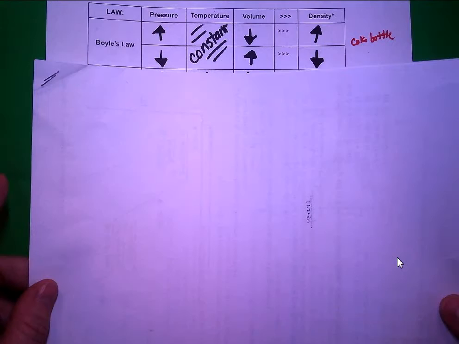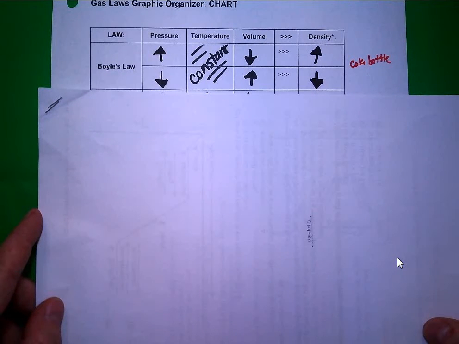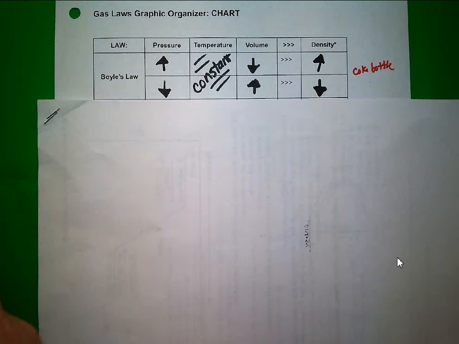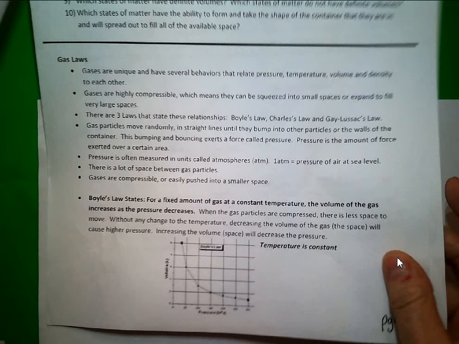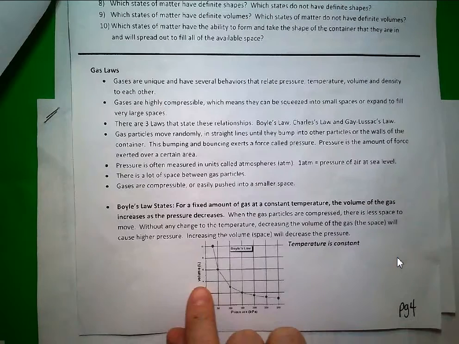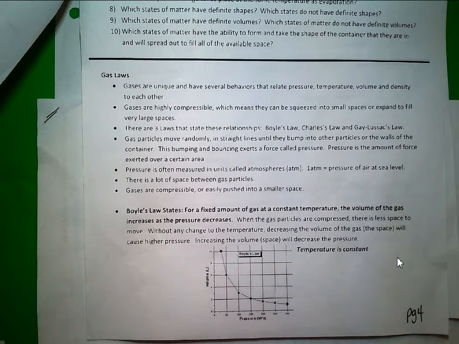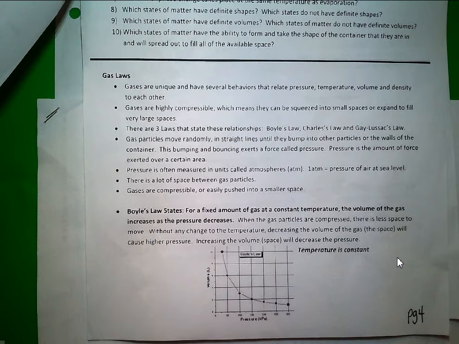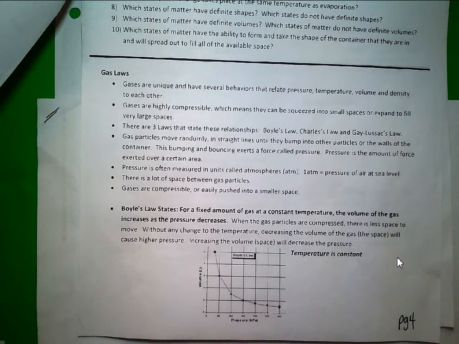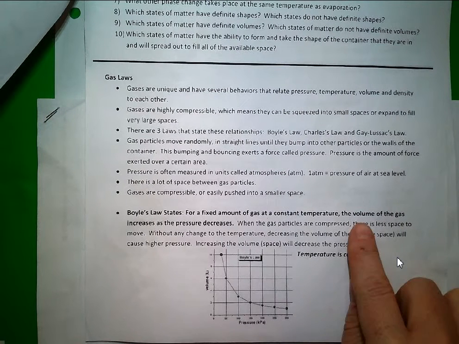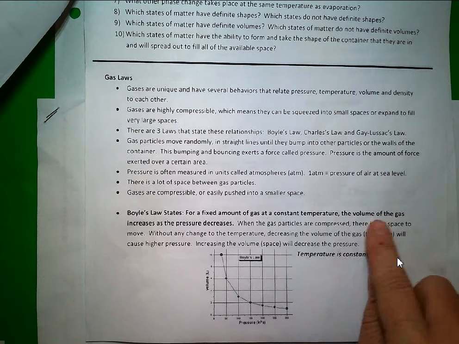But we read the laws, and the laws start on page 4 with Boyle's law. You look on page 4 and read this little paragraph here. Boyle's law states that for a fixed amount of gas, so you have a certain amount of gas, right? Let's say we have 10 particles of gas, at a constant temperature, let's call it 50 degrees Celsius, doesn't matter. 10 particles, 50 degrees Celsius, that's staying the same. So the volume of the gas increases as the pressure decreases.